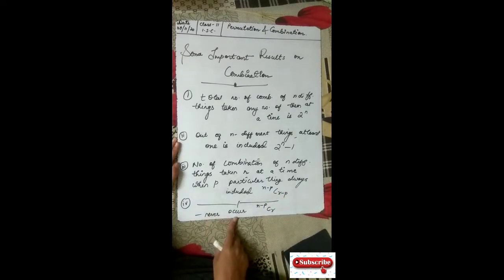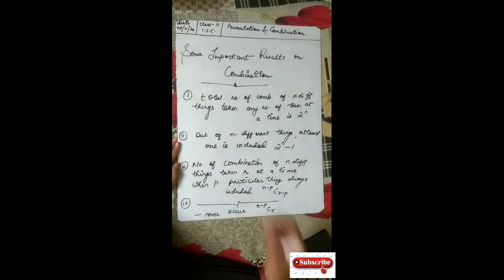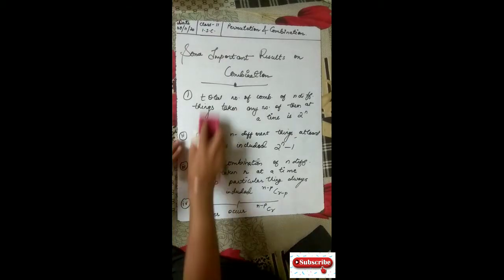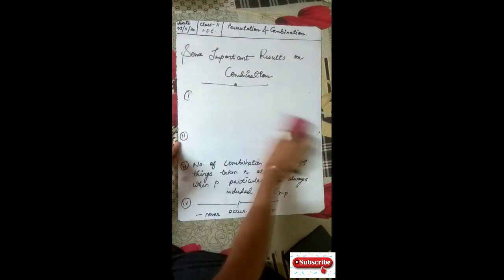And if that particular thing is never included in it, then n minus 1 C r will be the number of ways. Okay, now which is the fifth important result?